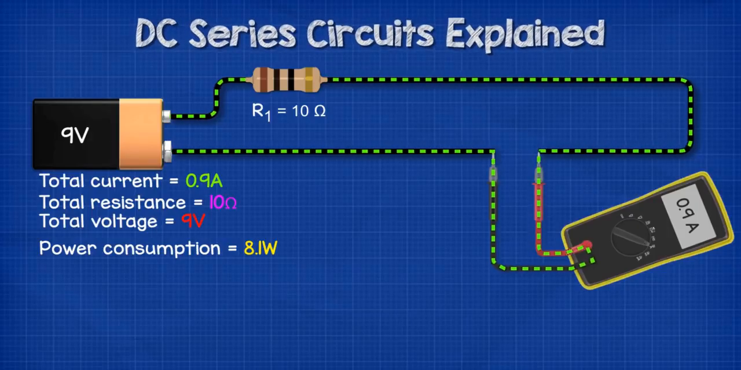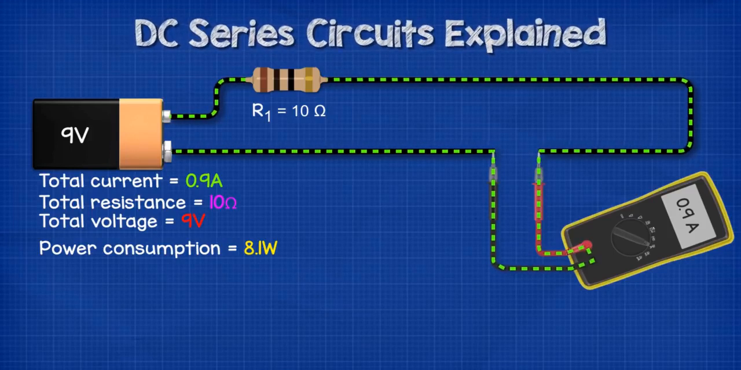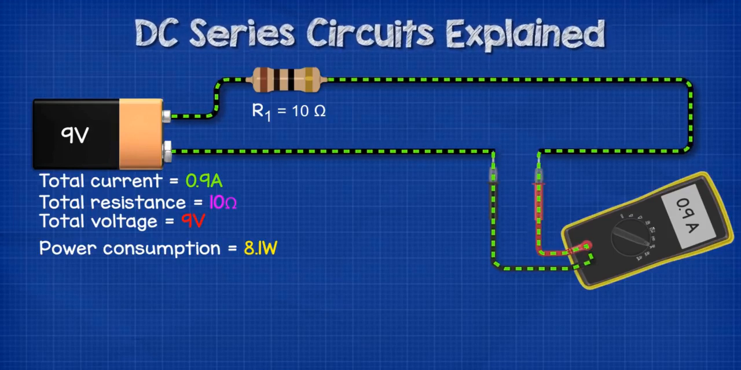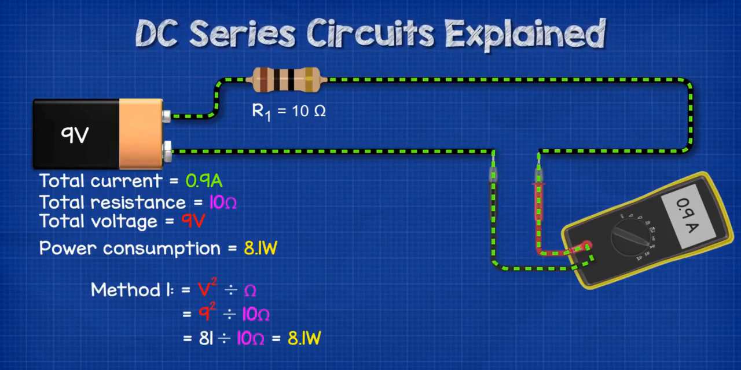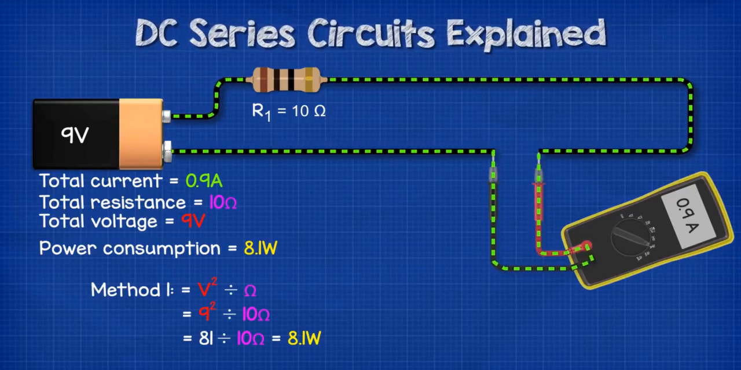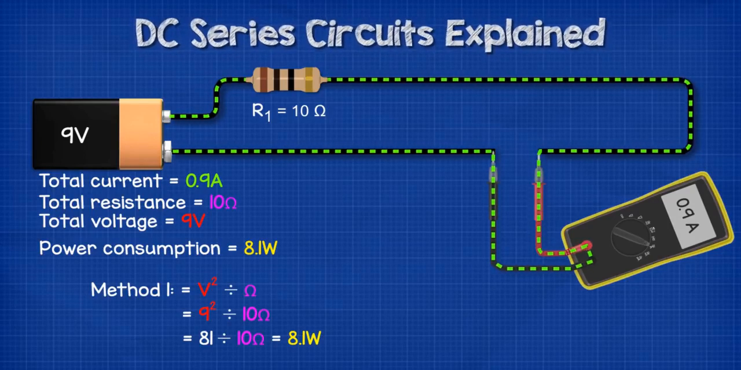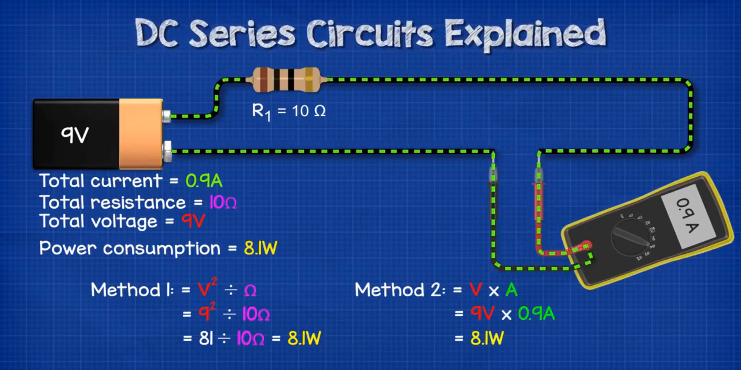So in this circuit, the resistance is 10 ohms, the battery is providing 9 volts, the current is 0.9 amps, and the circuit consumes 8.1 watts of power. How do we calculate that? Using method 1, 9 volts squared or 9 multiplied by 9 is 81, divided by 10 ohms is 8.1 watts. Alternatively, 9 volts multiplied by 0.9 amps equals 8.1 watts.